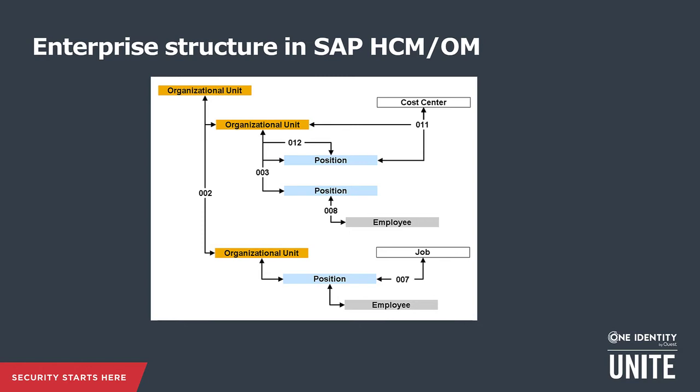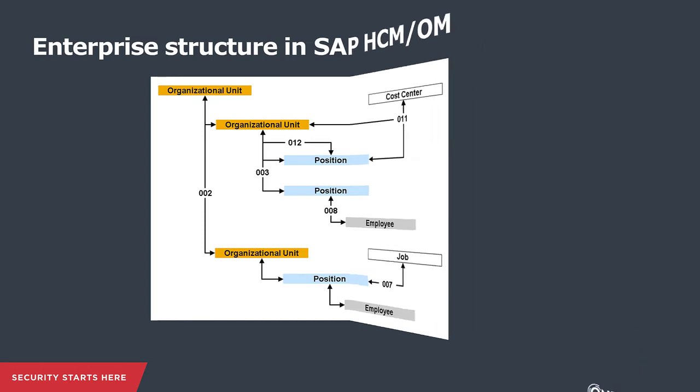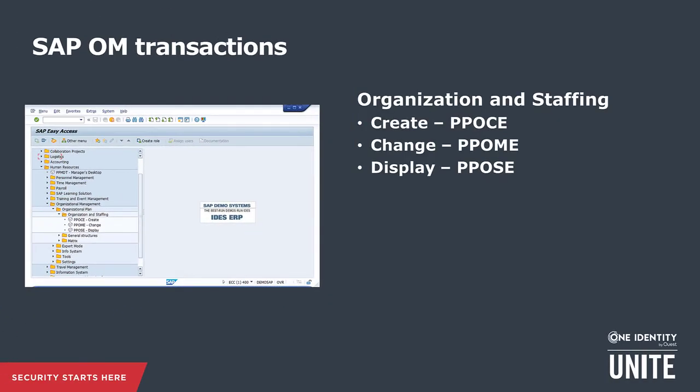This is going to become interesting for the position marked as head of its own organizational unit. Special configuration needs to be applied in this case. In SAP, there are some org management transactions we should be aware of. The organization and staffing menu contains the following transactions.